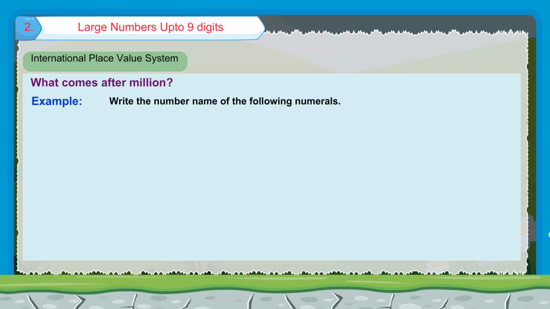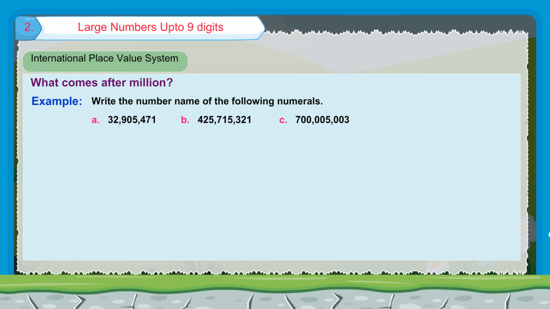Example. Write the number name of the following numerals. A. 32,905,471. B. 425,715,321. C. 700,005,003.